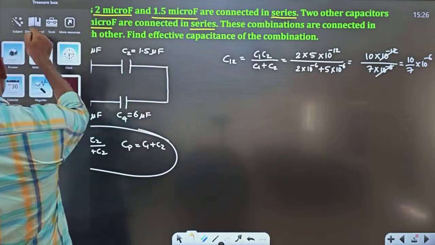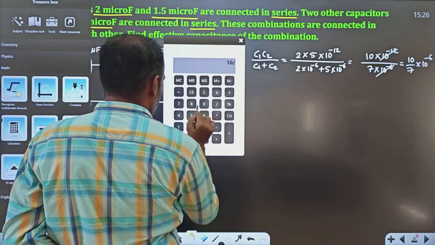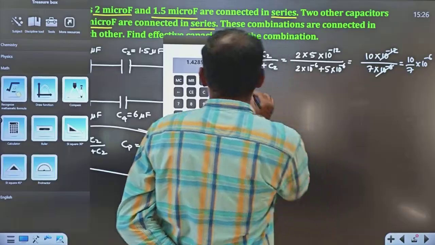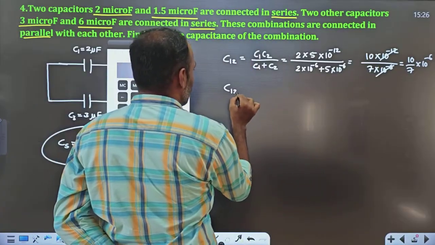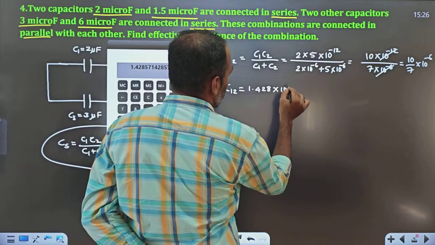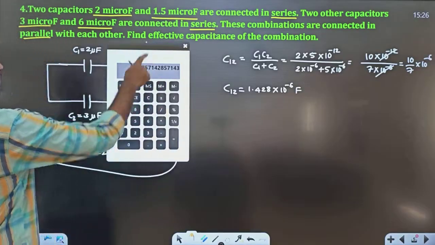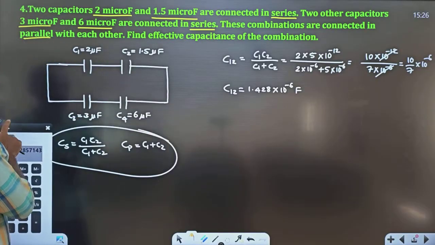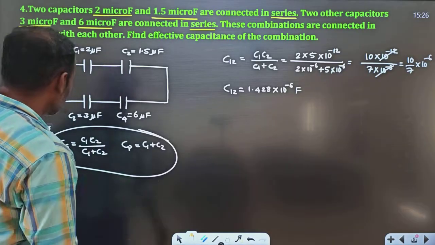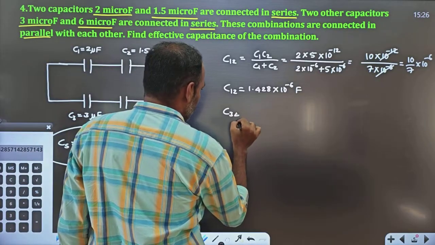Okay, let us calculate this then. 10 divided by 7 is 1.428. So C12 is equal to 1.428 into 10 to the power minus 6 farad. Okay, so I got C12, the effective of these two capacitors. Next, C34. These both are also in series only. C3 and C4 are also in series only. I will calculate the effect of this.